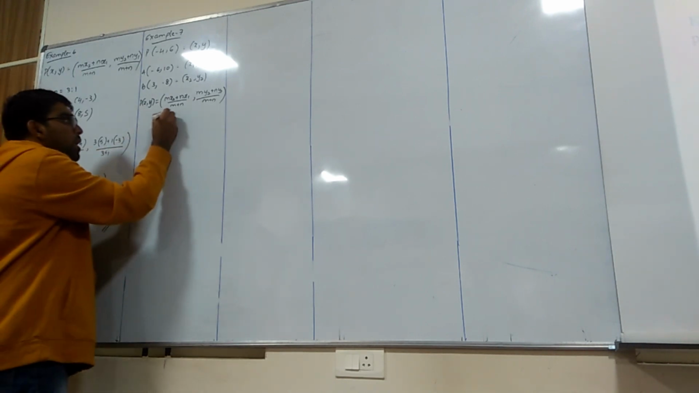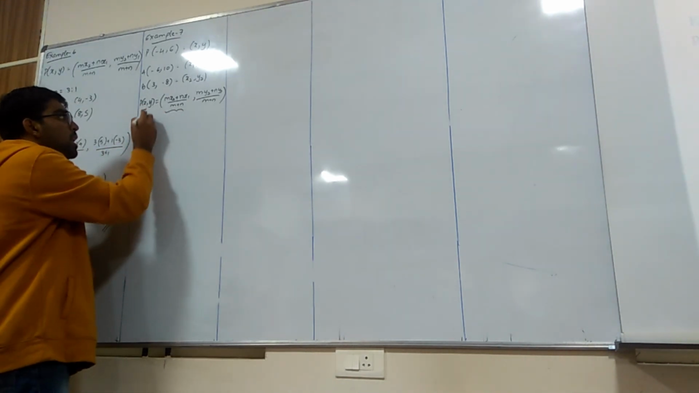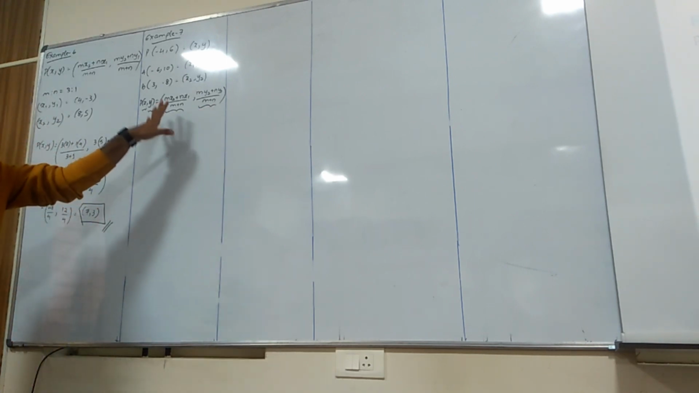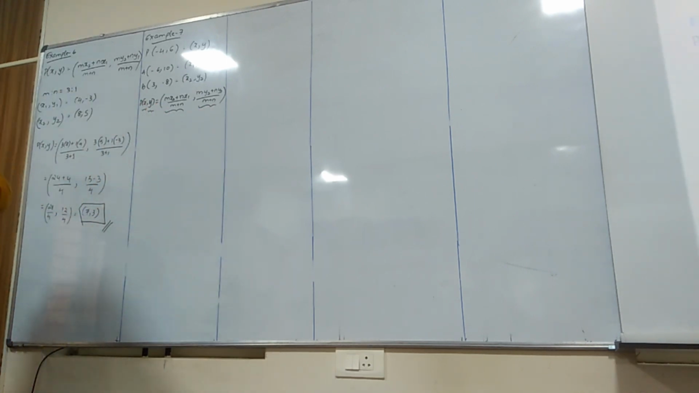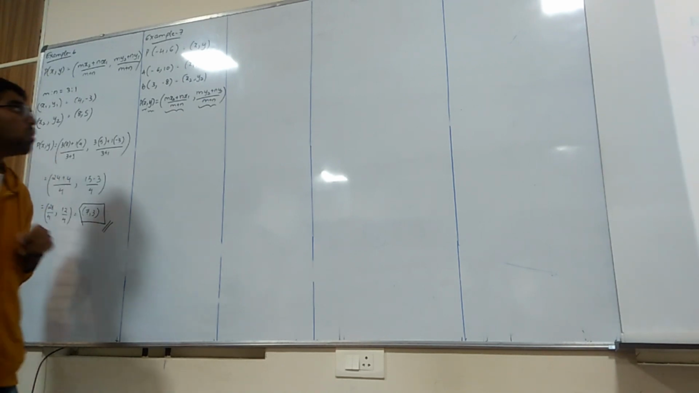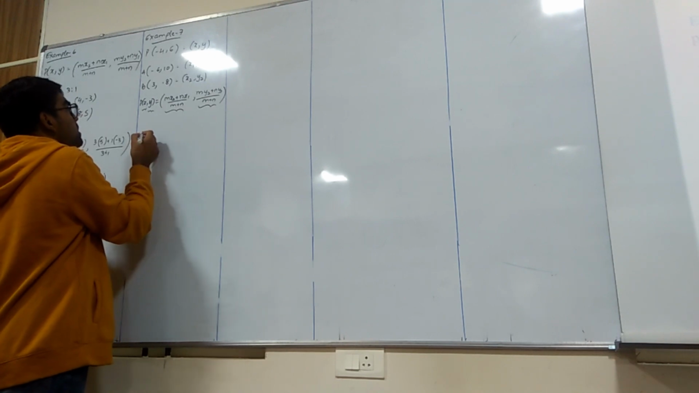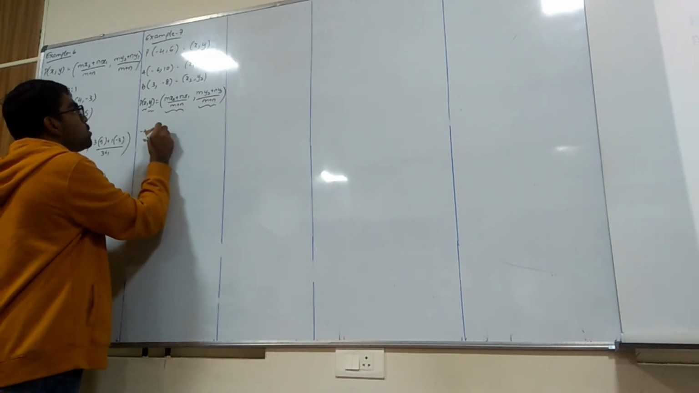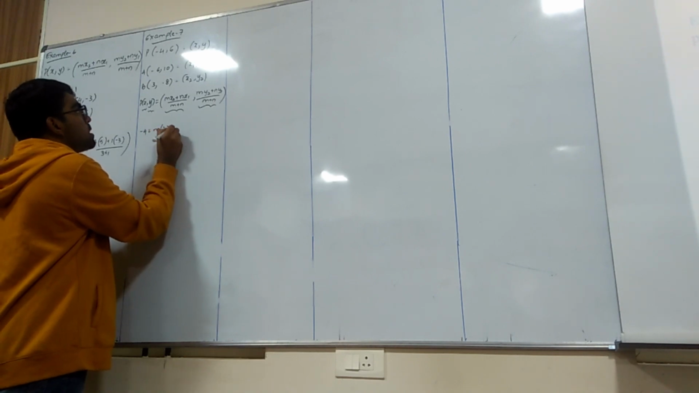You will first equate the x part, then equate the y part. We'll first take the x coordinates and frame one equation, then take the y coordinates and frame the other equation. What is the value of x? x is minus 4m. What is x2? 3 plus n.